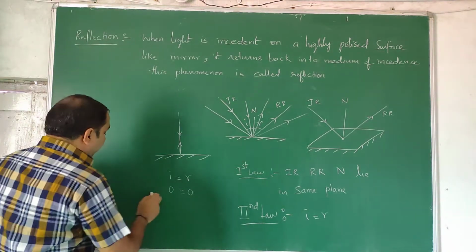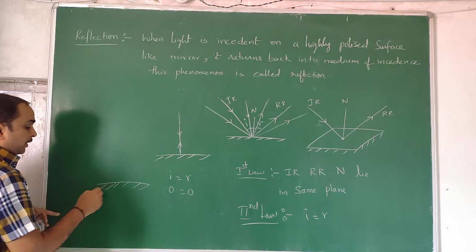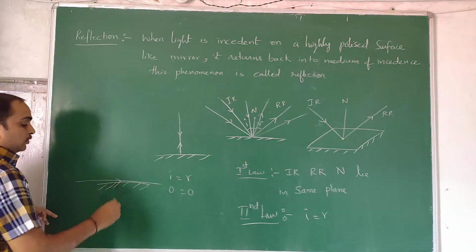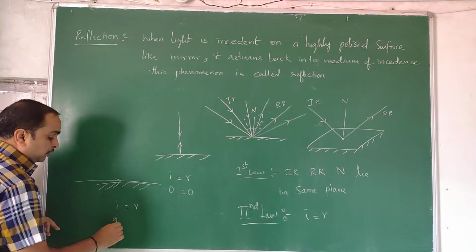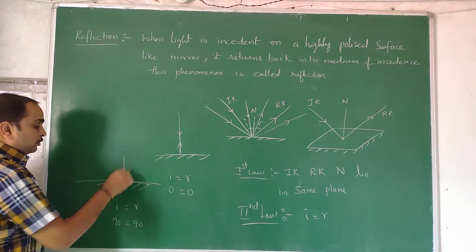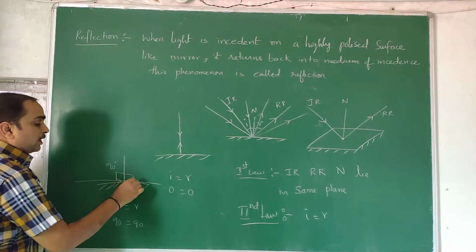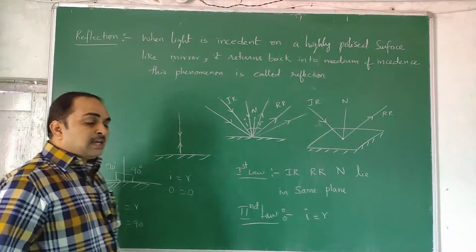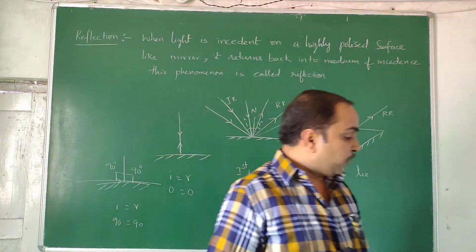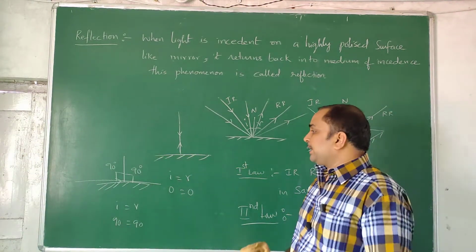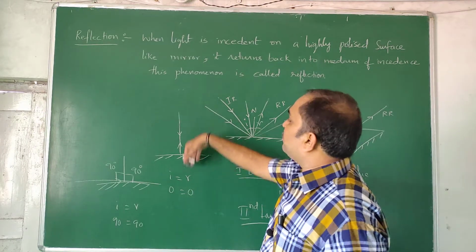Similarly, if you have a surface like this, it is called grazing incidence. So i will be equal to r, both will be equal to 90 and 90. With respect to normal, this angle will be 90. With respect to normal, this angle will also be 90. But we can't say that reflection has happened. So we try to avoid that word grazing incidence here. Normal incidence is okay. Light comes and goes straight.